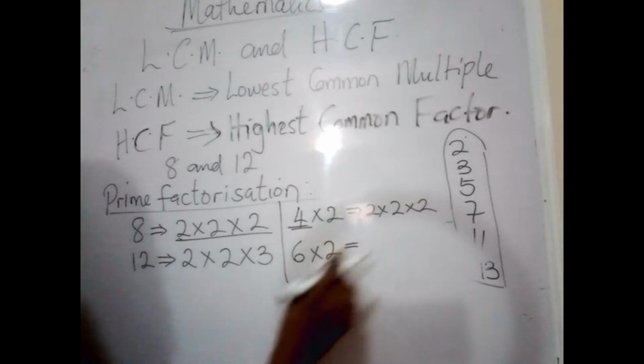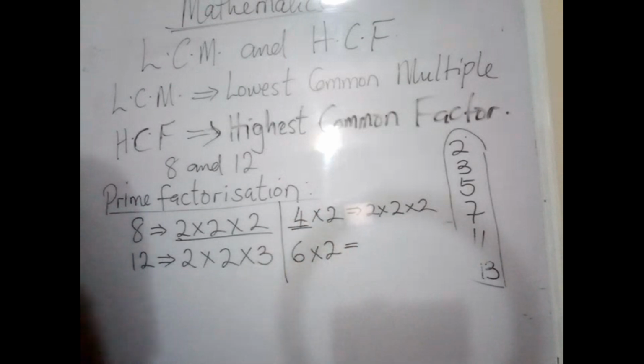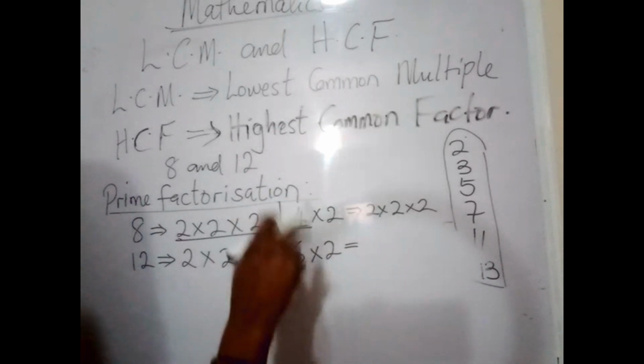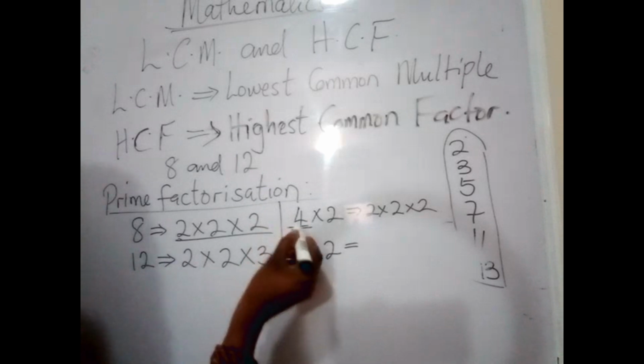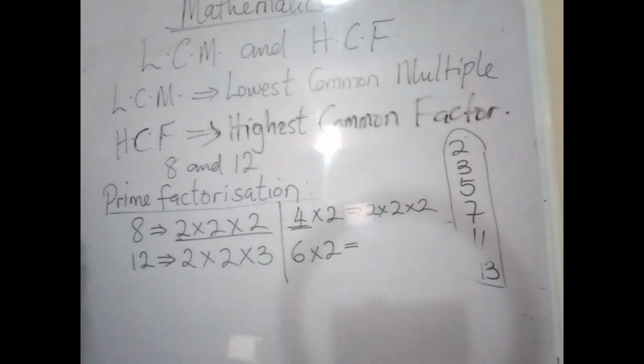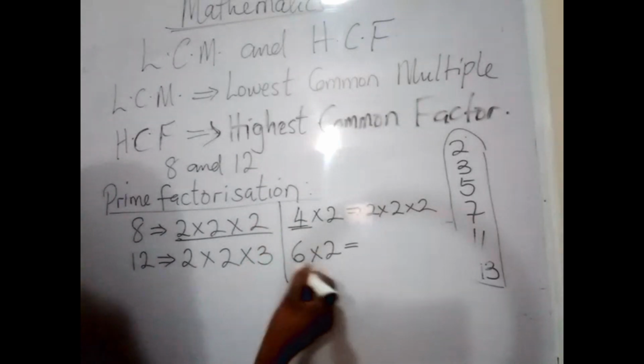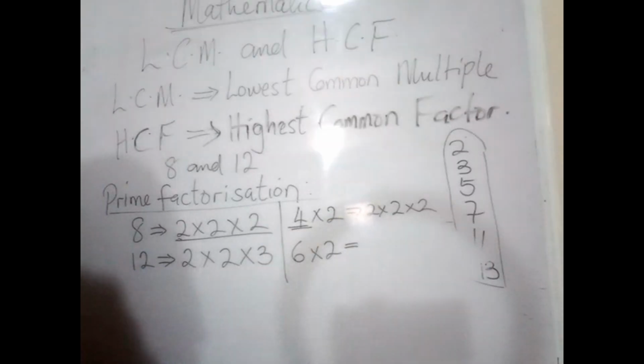For 12, you can start, okay, if I break 12 into 2, I have 6 times 2, right? Now we know that 2 is a prime number. That means you can't break it down further. The only other number that can divide it is 1. So once you have a prime number, you stop there. But we know that 4 is not a prime number. 6 is not a prime number.